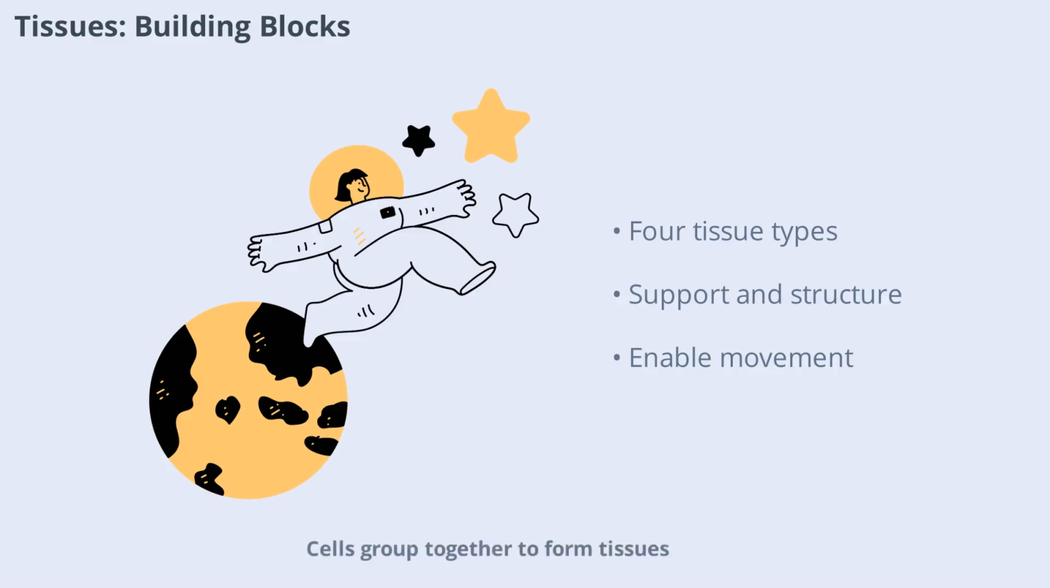Cells group together to form tissues, which are collections of similar cells working toward a common function. There are four main types of tissues in the human body: epithelial, connective, muscle, and nervous tissue. Each type has a specific role, from covering surfaces and protecting organs to transmitting signals and enabling movement. Tissues are the essential building blocks that give our organs their structure and function.